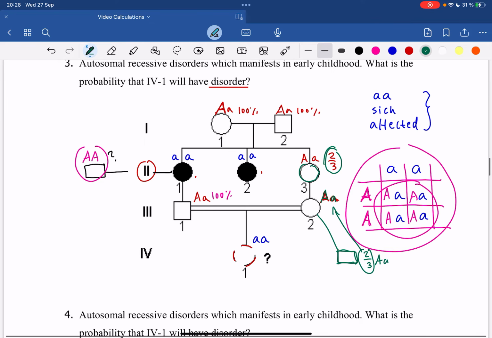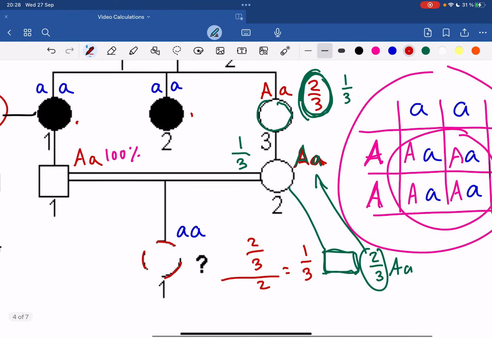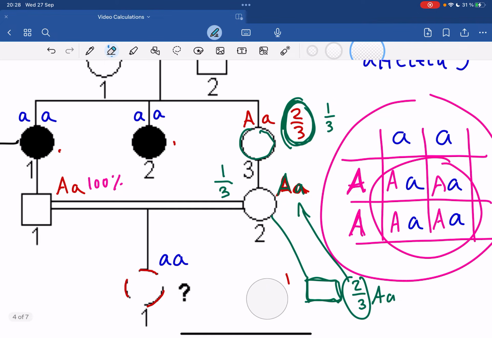And remember what I said about pizzas. If you have 2/3 of a pizza and you eat half of that, or 1/3, you would be left with 1/3. Okay, 2/3 divided by 2 equals 1/3. Not 1/6, 1/3. So this woman would have 1/3 probability to be heterozygous, or an allele carrier.